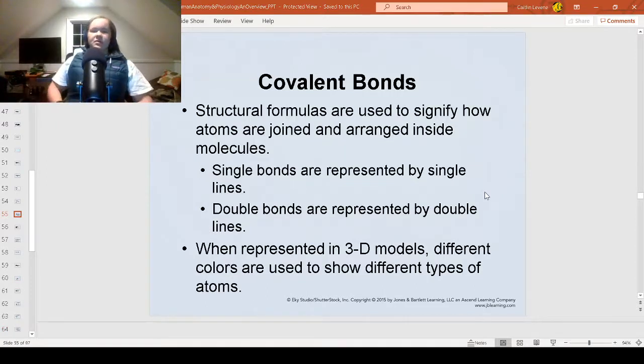Structural formulas are used to signify how atoms are joined and arranged inside molecules. Single bonds are represented by single lines, and doubles are represented by double lines. When represented in 3D models, different colors are used to show different types of atoms.